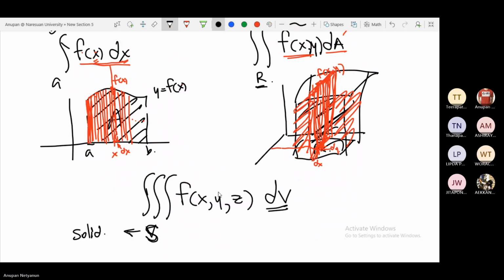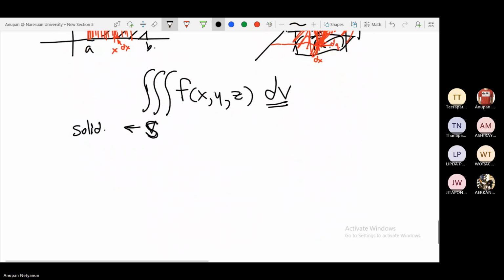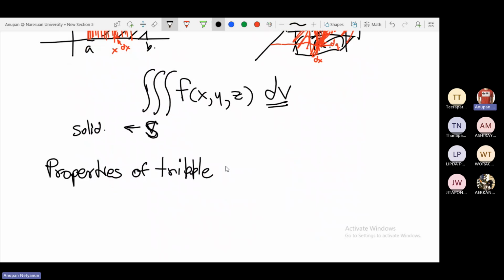So then, let me give you the property of the triple integral first.